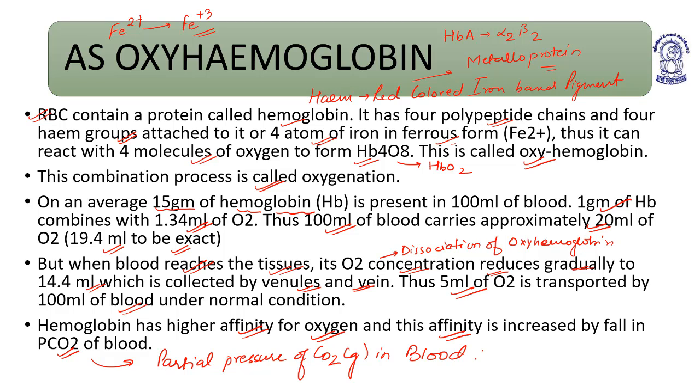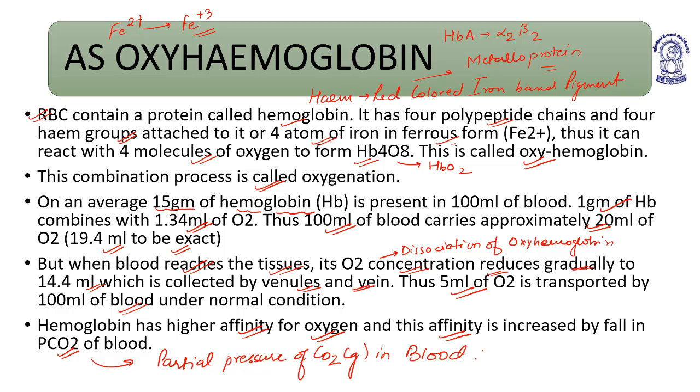Hemoglobin has higher affinity for oxygen, and this affinity increases by decreasing the partial pressure of CO2 gas in blood. Okay, so what are the facts you have to remember from this slide? That RBC contain a protein which is known as what? Hemoglobin. Hemoglobin is a metalloprotein having a red colored heme pigment, in which iron is present.